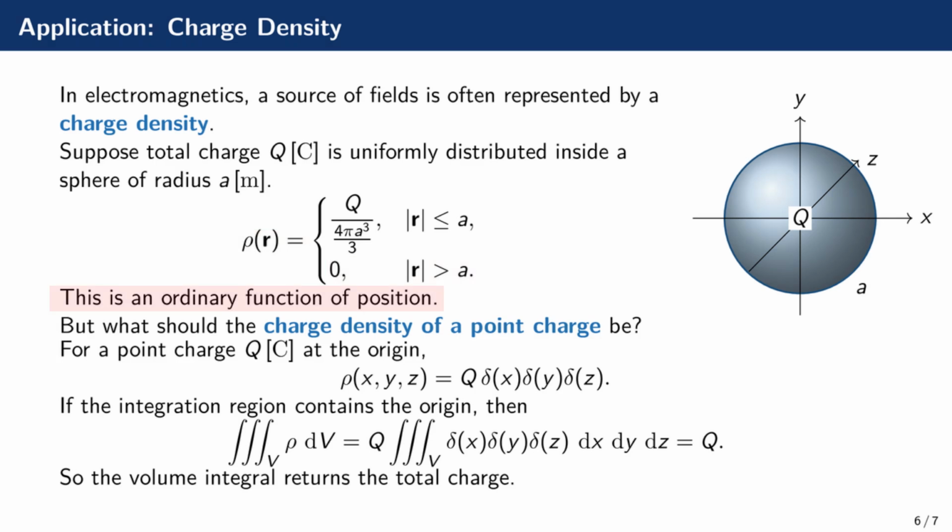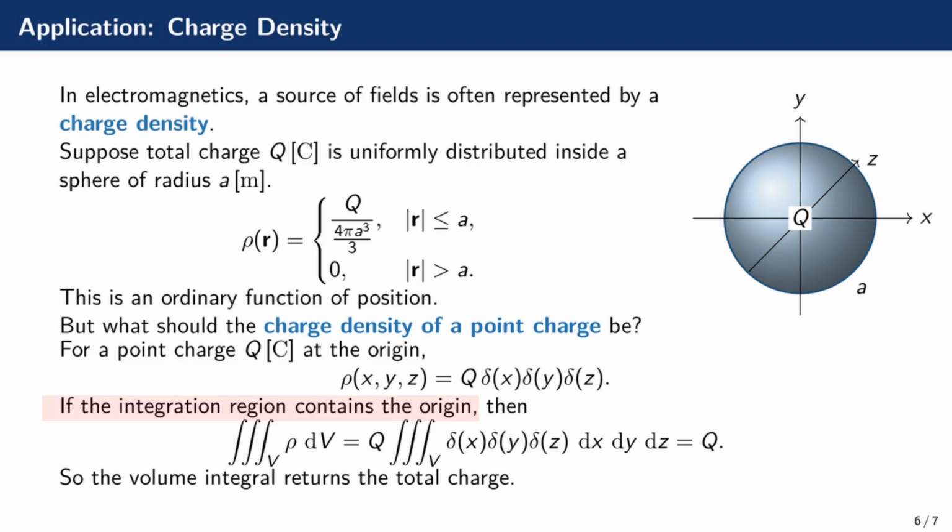So the charge density is an ordinary function of position. But now, what should the charge density be for a point charge? A point charge is concentrated at a single point, so we need a function that represents a finite total charge concentrated in zero volume. That is exactly what the delta function does. If a point charge Q is located at the origin, its charge density is written as Q times delta(x) times delta(y) times delta(z).